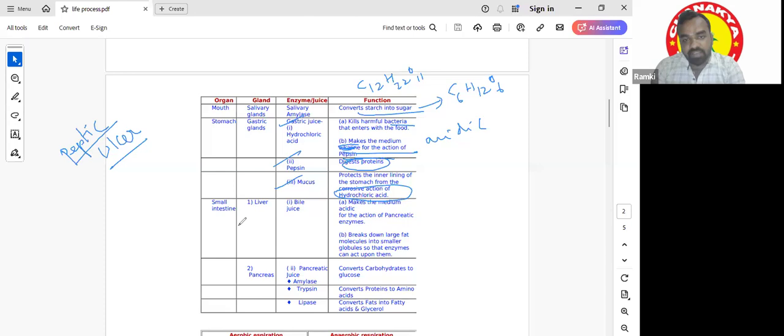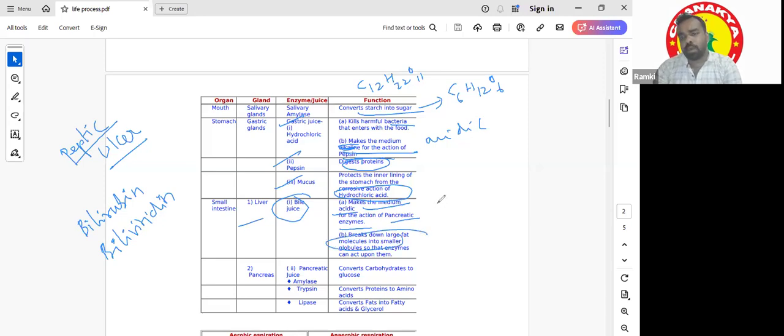Next, the liver. The liver secretes bile juice. It consists of two pigments called bilirubin and biliverdin, which make the medium alkaline. For the pancreatic enzymes, one very important mark: emulsification of fat. Pancreatic juice has amylase, which converts carbohydrate to glucose, and trypsin and lipase. Trypsin converts protein into amino acids, and lipase converts fat into fatty acids and glycerol.